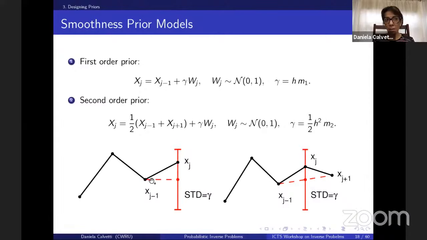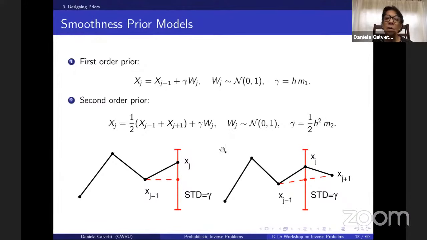So a priori, I cannot say what the signal is. The data will then specify, but this is the behavior. This is called the first order prior. It's also a first order autoregressive model, for those for whom this makes sense. And now let's look at the second scenario.